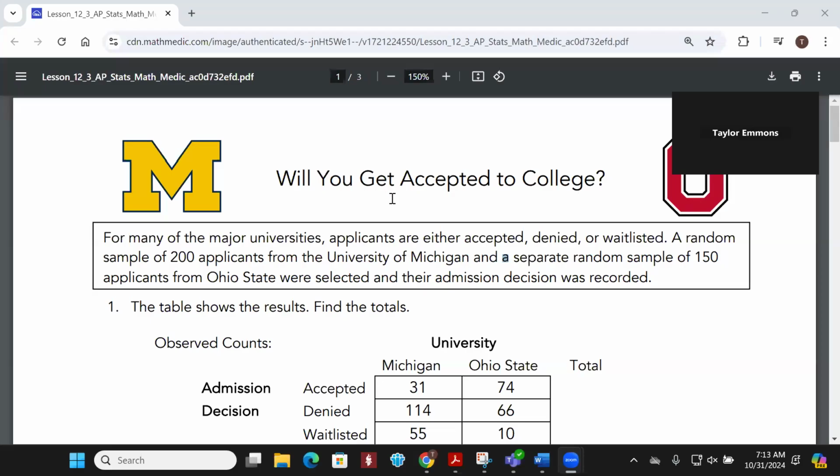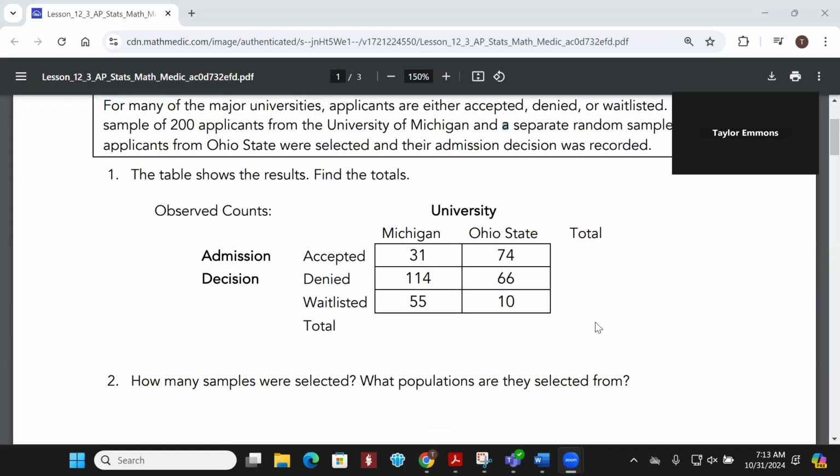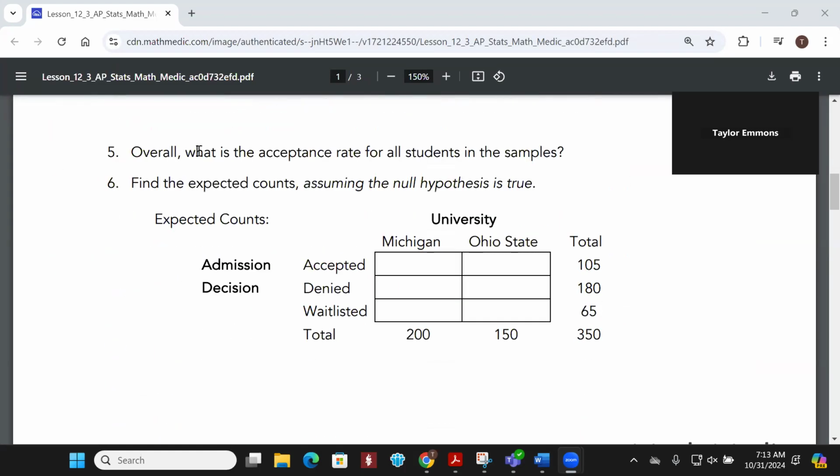Will you get accepted to college? Hopefully, the answer is yes. Again, we were talking about Michigan and Ohio State, boo. And then we totaled all of them up. We said that there's two samples, and one variable. We stated the null, we stated the alternative, and then we said, what is the acceptance rate for all of the students in the sample? We said that was 0.3. So that took us up yesterday until question number 5.